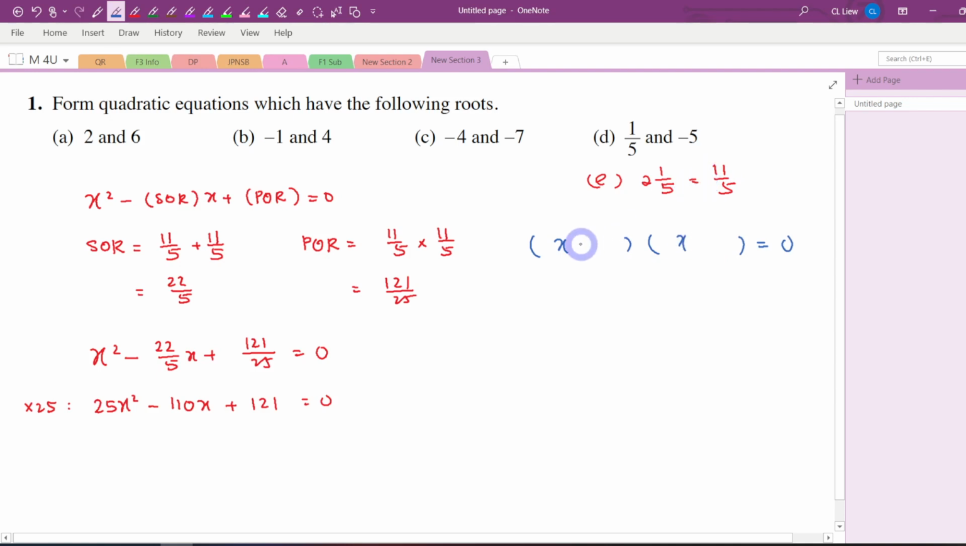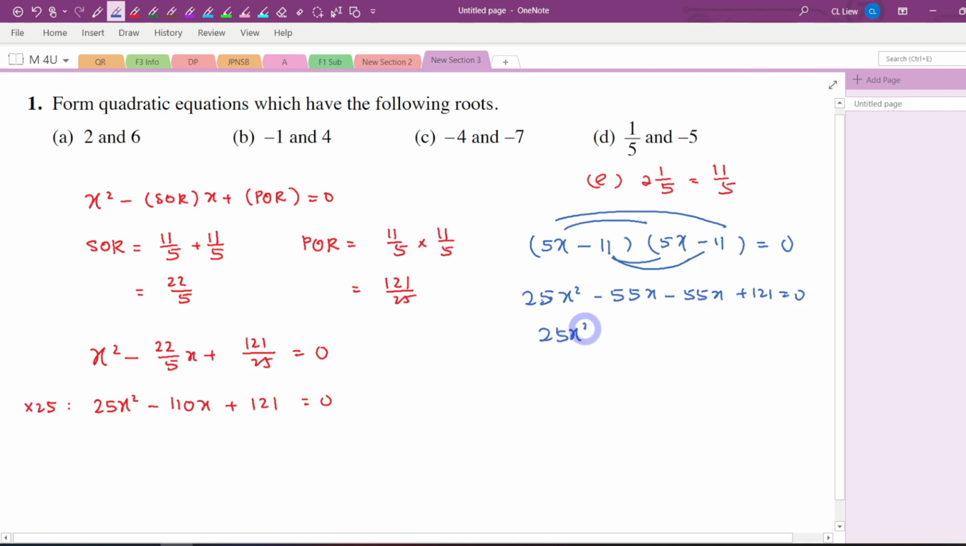You see plus, positive, no sign means positive. We write negative, we write minus. Write minus 11. Where should I write the 5? 5 is over here. Do the same thing for this one. Now, just do some expansion. 25x squared minus 55x minus 55x, and this is plus 121 is equal to 0. So 25x squared minus 110x plus 121 is equal to 0.